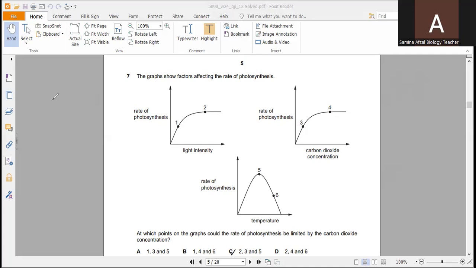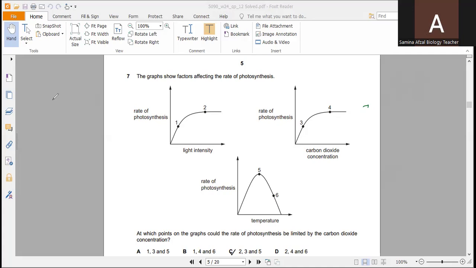goes straight. The graph number 2 again shows the rate of photosynthesis, but with increasing carbon dioxide concentration. Again, it will go straight after a certain time. Then the rate of photosynthesis with temperature increases at a point, and then keeps increasing. But after the optimum temperature, it decreases and stops the reaction.